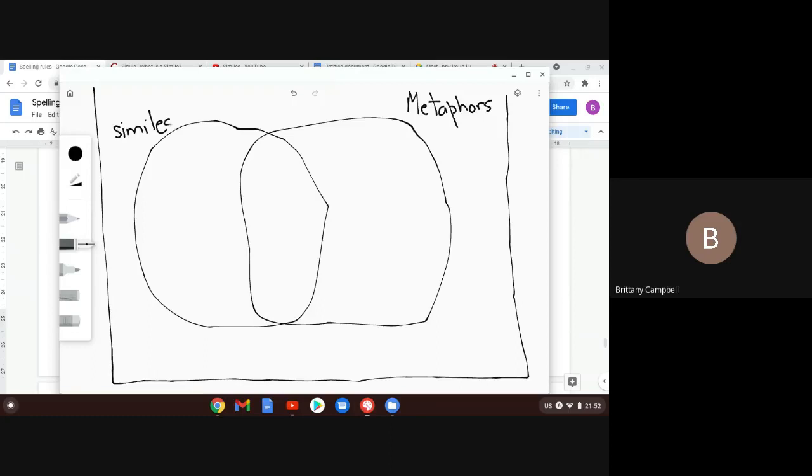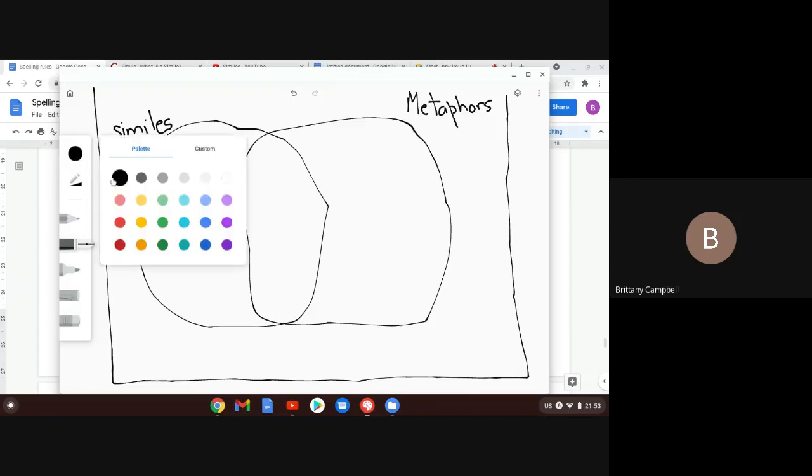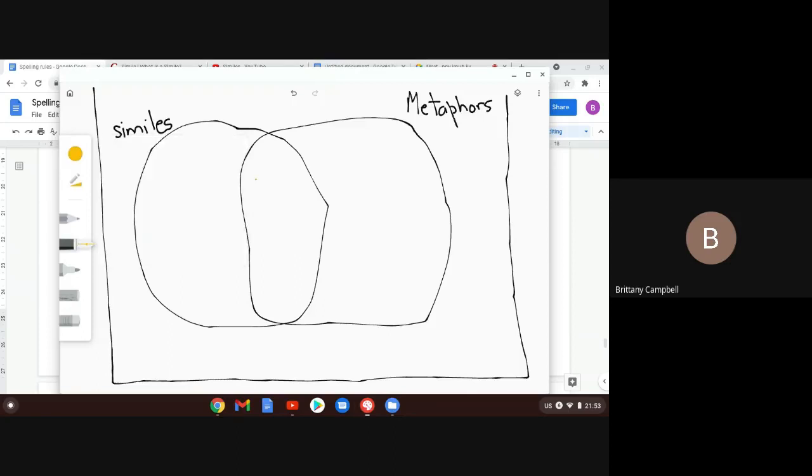So similes, metaphors. When we talk about similes and metaphors, what do they have in common? What is similar to both? Let me change my marker. They're both figures of speech. Yes, they are. Awesome. Figures of speech. Are you able to see this marker? Is it bright enough? Awesome. So they're both figures of speech. Anything else?